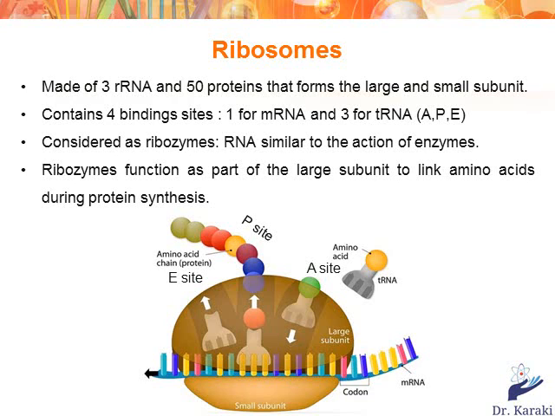Ribosomes are often referred to as catalytic RNA or ribozymes. To remind you, what are ribozymes? They are RNA enzymes, which means that they are RNA molecules that have the ability to catalyze enzymatic reactions. These ribozymes exist in the large subunit of the ribosome, and they catalyze joining amino acids together to form protein chains.